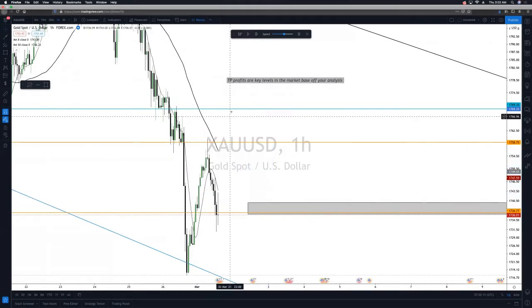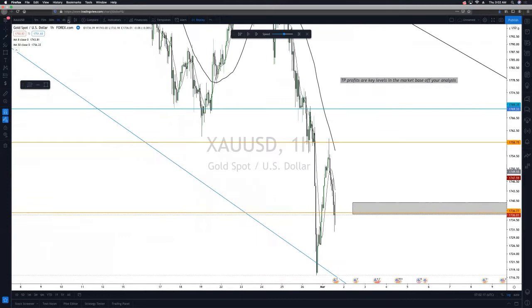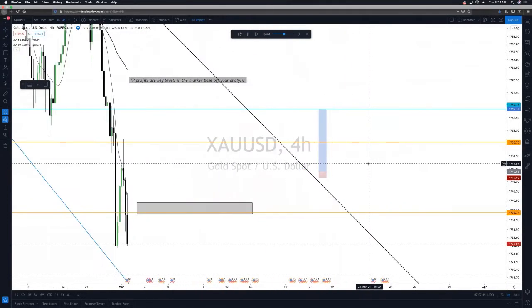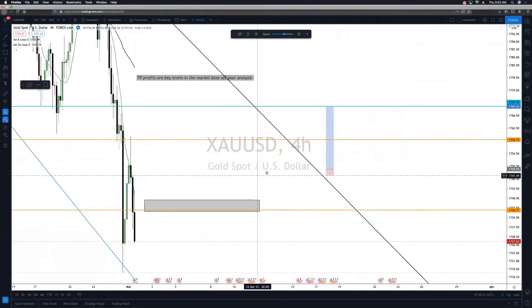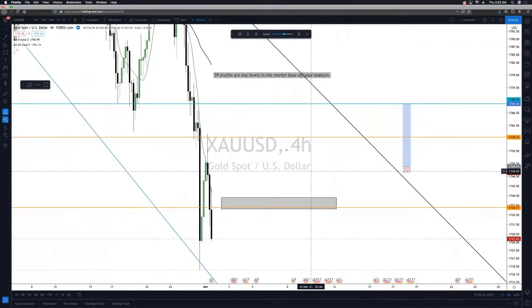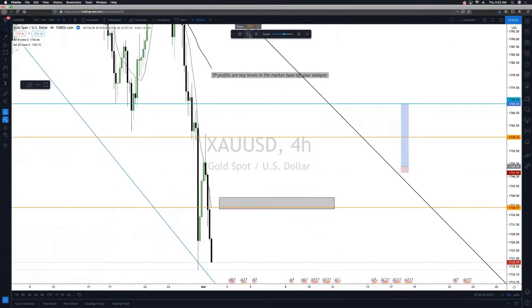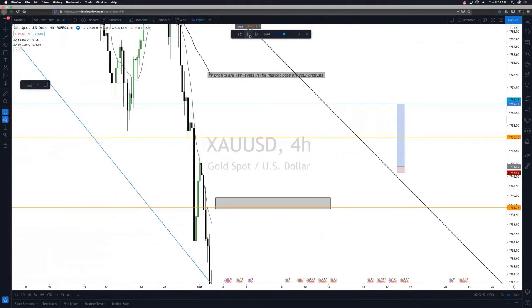So that's one way of doing take profits in the market, and that's just imbalance on a 4-hour time frame. That's just one way of looking at it. What do we have going on here?